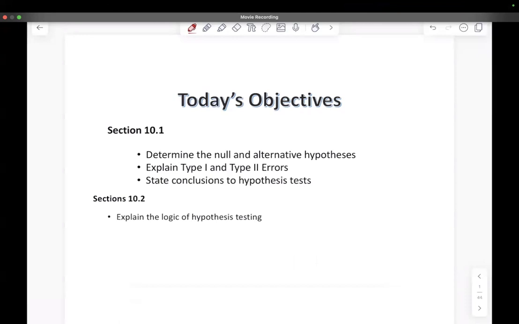So what we're going to do is 10.1. In 10.1, you're learning a little bit of vocabulary and just learning a little bit of new stuff here. And then 10.2, we're going to talk about what hypothesis testing is. But we're not going to do the math behind it. We're just going to talk about what it is and what it looks like. And then on Thursday, we'll do all the math. So that's the plan, and that'll get us through all of the material in this class.